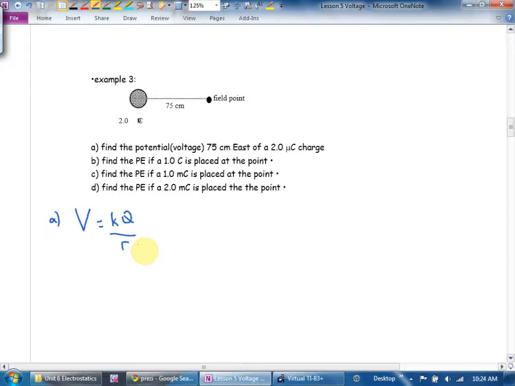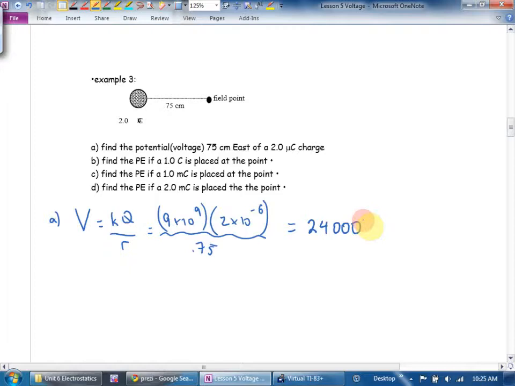It's 9 times 10 to the 9th, 2 times 10 to the negative 6, all over 0.75. Sorry? 24,000 volts? Is that right, folks? Yeah. 24,000 volts.